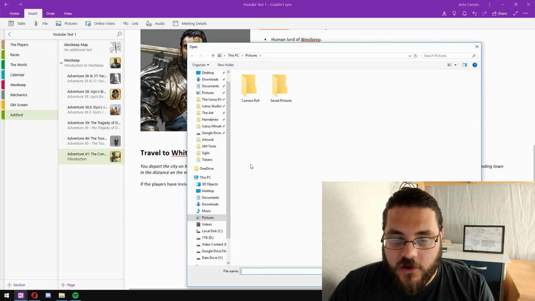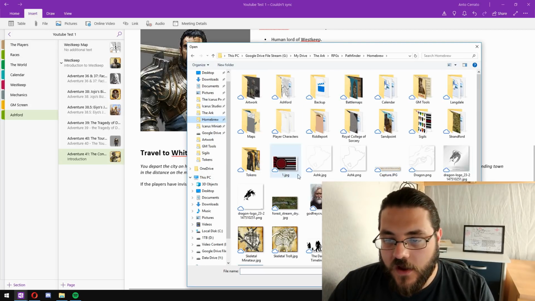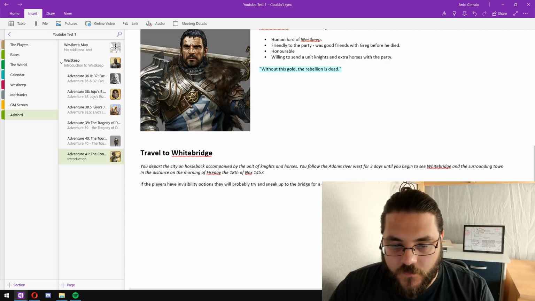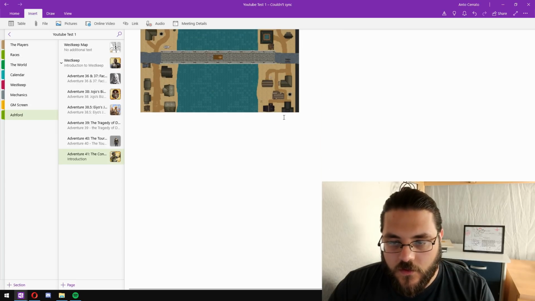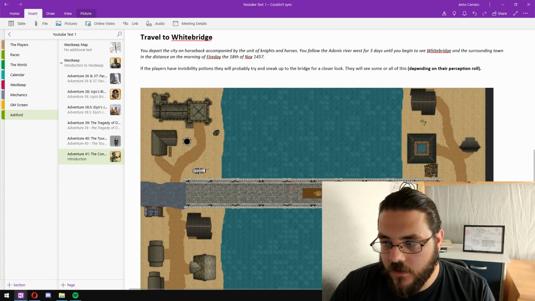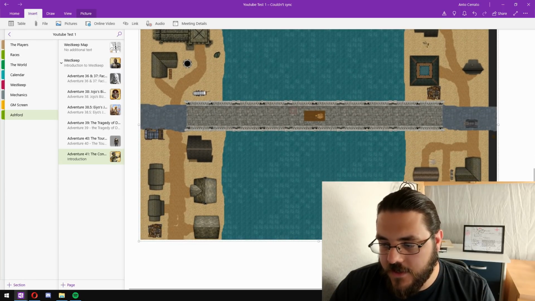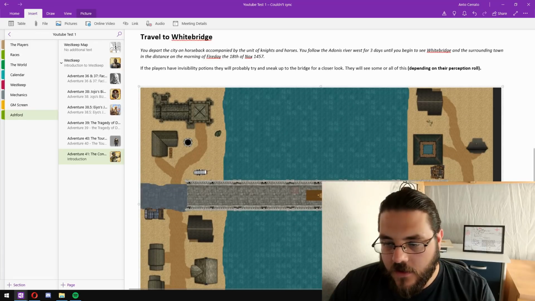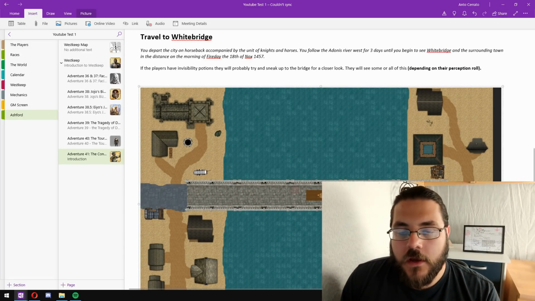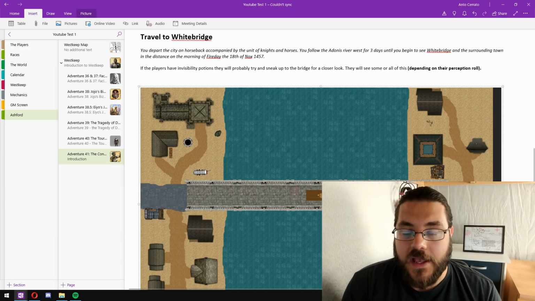So I want to insert picture from file and then find the relevant image. There we are, there's the map. And I want to drag that out to be of a decent size. Now my players have been here before, so they know the layout. So I don't have any problem with sharing this whole map with them straight away.